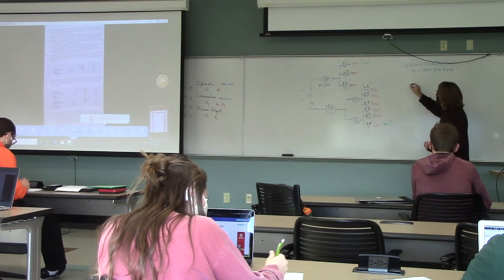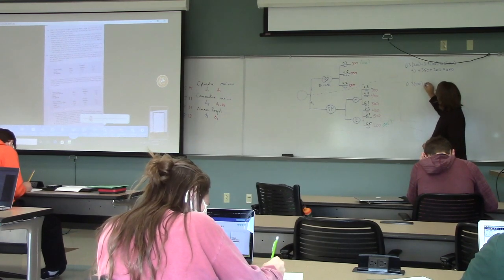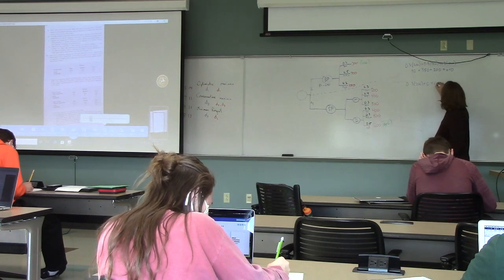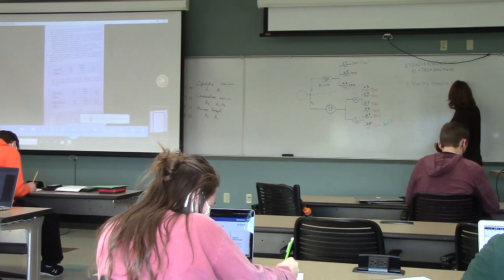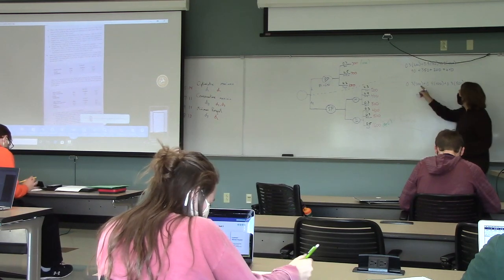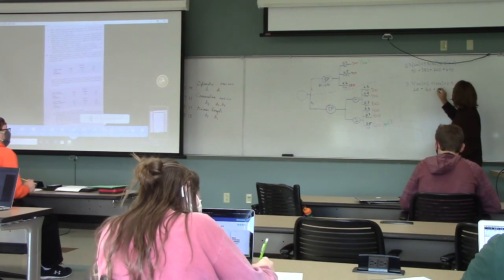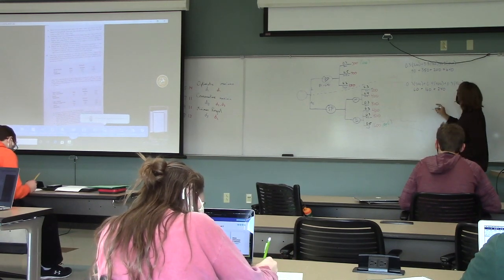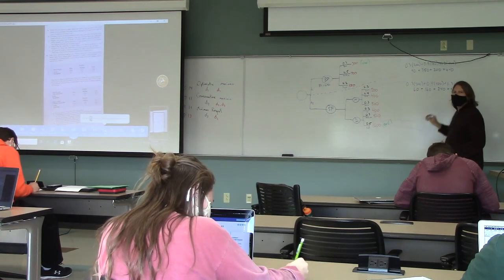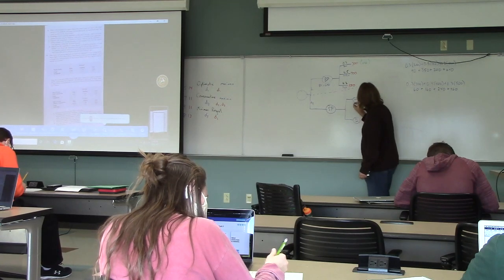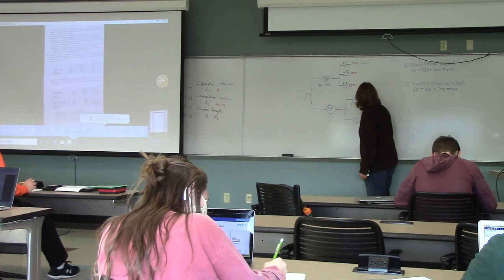So we would do 0.3 times 200 plus 0.4 times 400 plus 0.3 times 800. So here you would get 60 plus 160 plus 240, which equals 460. So the expected value of that node is 460.